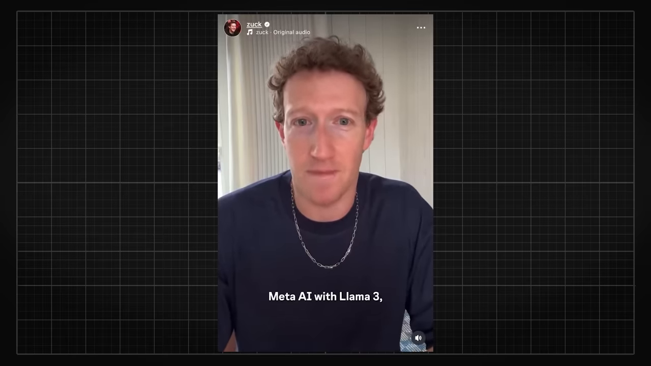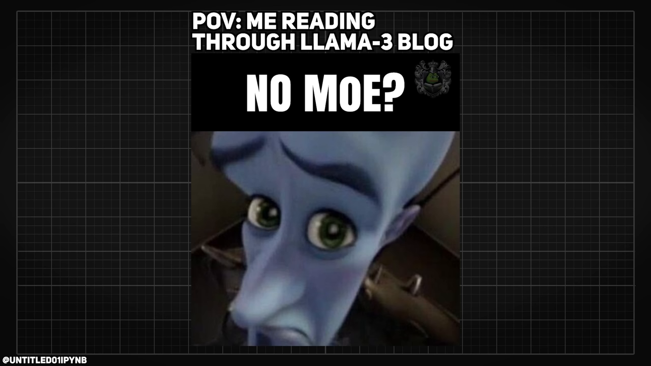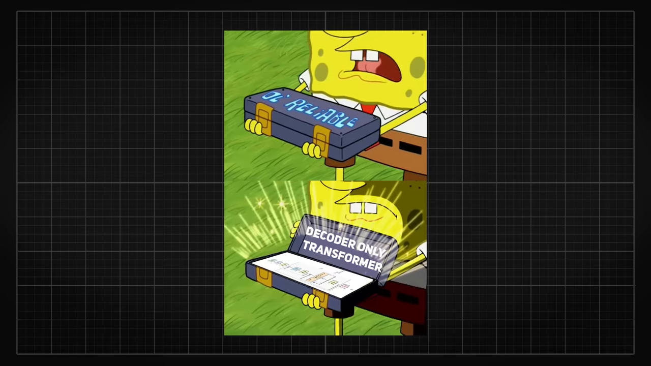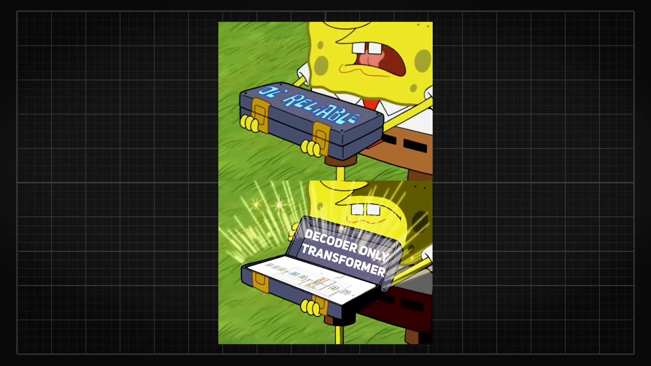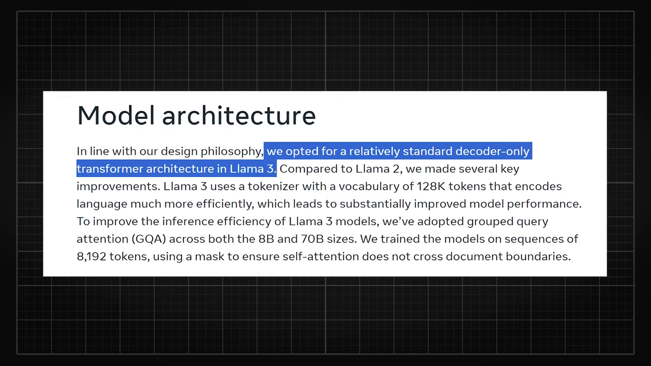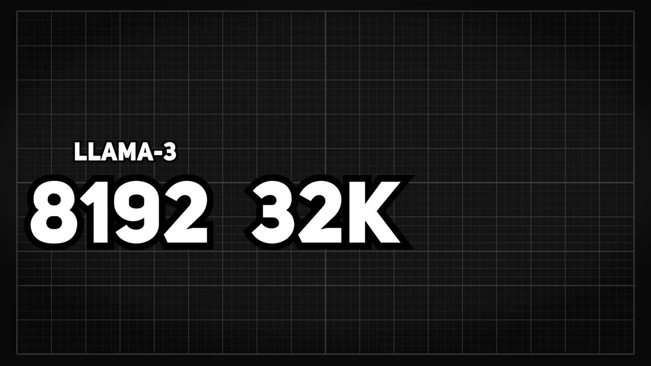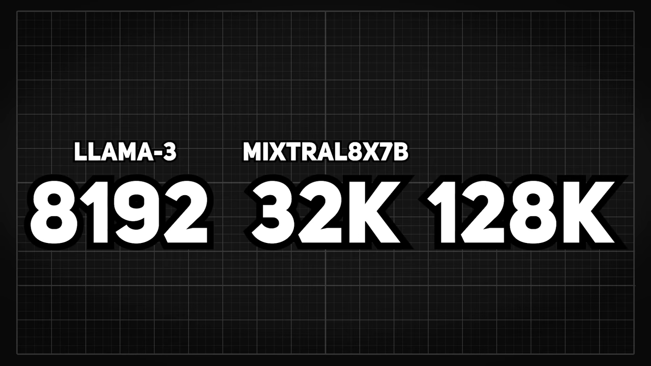And how they have done this is actually not doing anything new at all. No MoE or any revolutionary architecture, just a raw, dense, decoder-only transformer all the way. Llama 3 series retained mostly the same structure that Llama 2 has, only doubling its context length from Llama 2, which is quite small compared to the recent model standards, which is 32k for Mixtral and 128k for GPT-4.